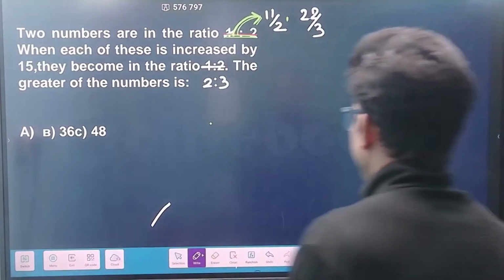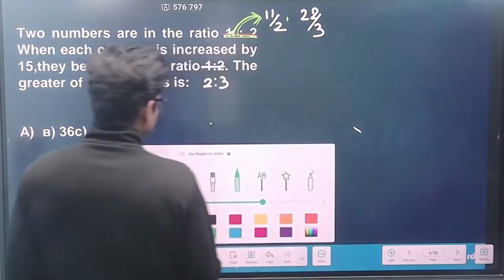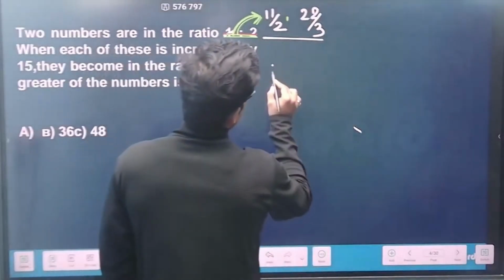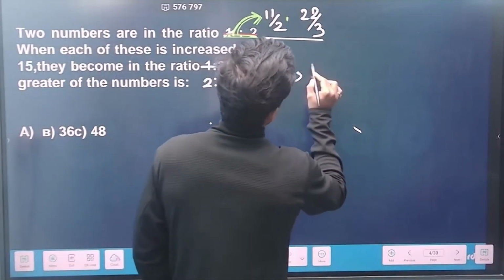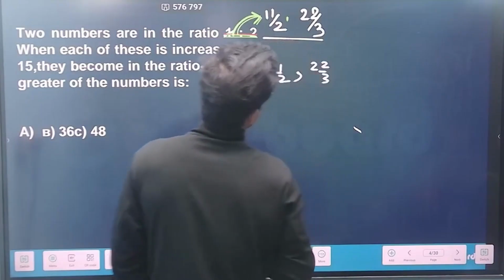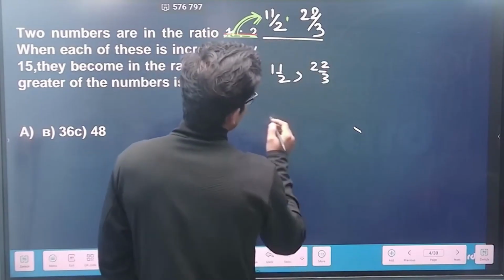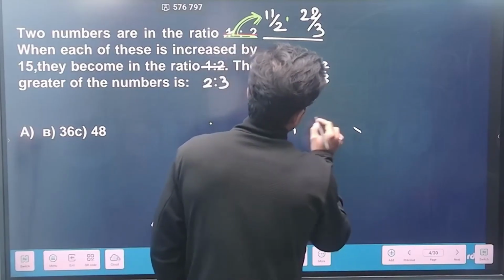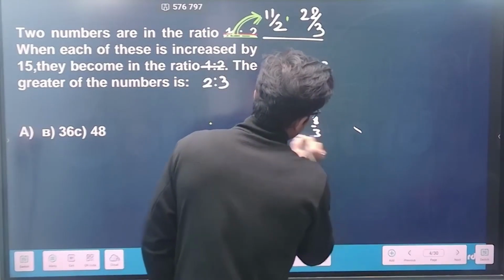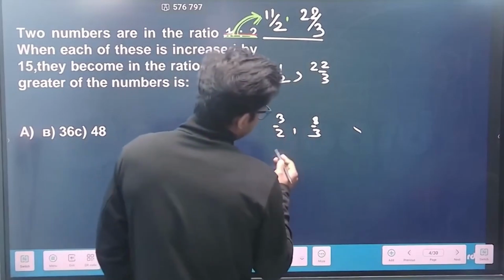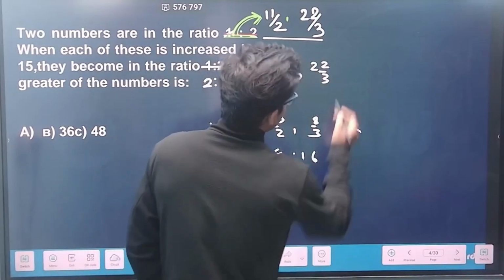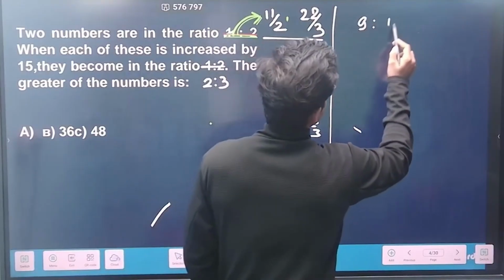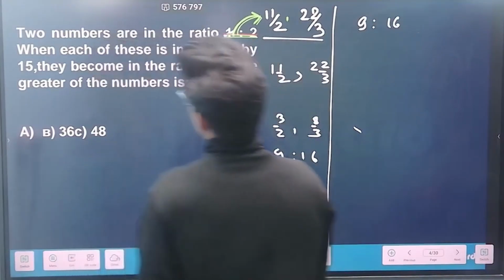So first of all, we need to do what? First of all, we need to solve this part, which is 1 1 by 2. So 1 1 by 2 and 2 2 by 3 is basically what? 1 1 by 2 is 3 by 2, and 2 2 by 3 becomes 8 by 3. Correct? If I multiply, this gets 9 and this gets 16. So my ratio is 9 is to 16.